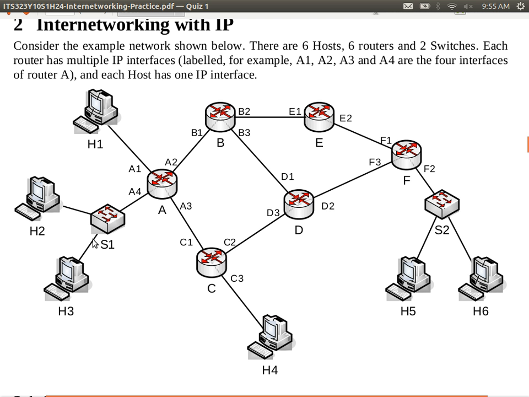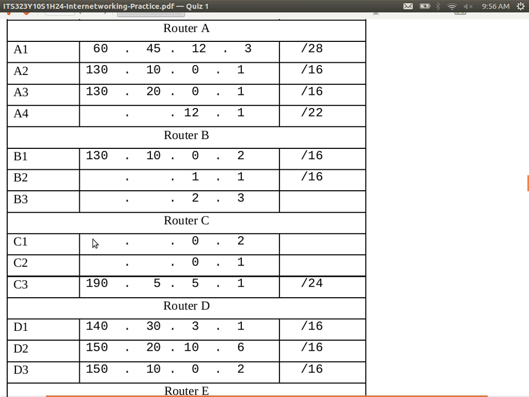Okay, so people are on the right track. H4 is on the same subnet as C3. Therefore, the two IP addresses for C3 and H4 must have the same network portion. So you need to then check, is there an IP address for C3? And yes, there is. The IP address for C3 is 190.5.5.1/24. Convert this to binary, take the first 24 bits, and they must be the first 24 bits in the H4 address. And the last 8 bits you can choose as long as you don't choose the same as C3.